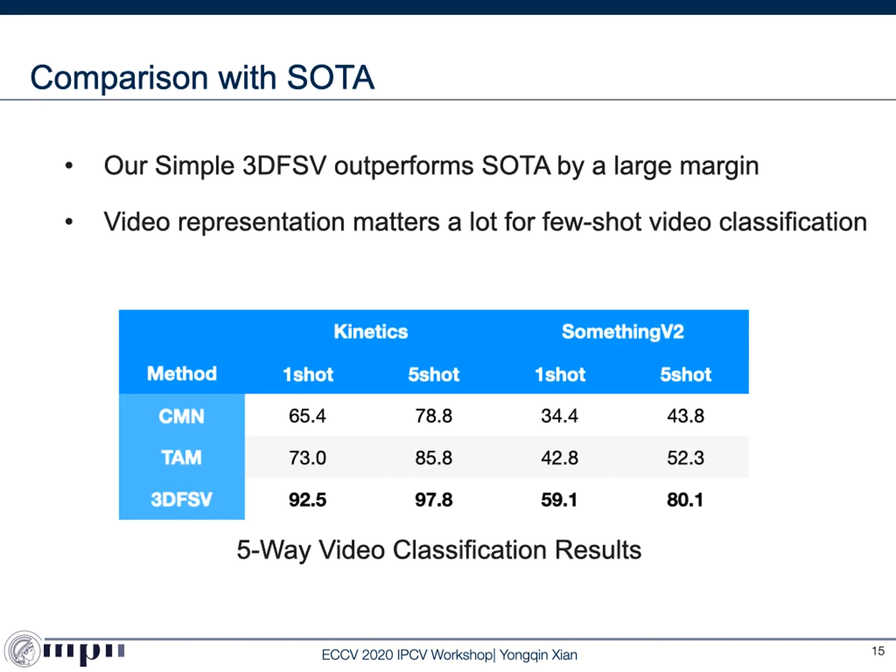We first compare with the state-of-the-art in 5-way few-shot classification following the prior setup. The results show that our simple baseline 3D FSV outperforms the state-of-the-art by a wide margin on both Kinetics and Something-Something V2 datasets, which implies that video representation matters a lot for few-shot video classification. A simple baseline is already outperforming the state-of-the-art with good features.